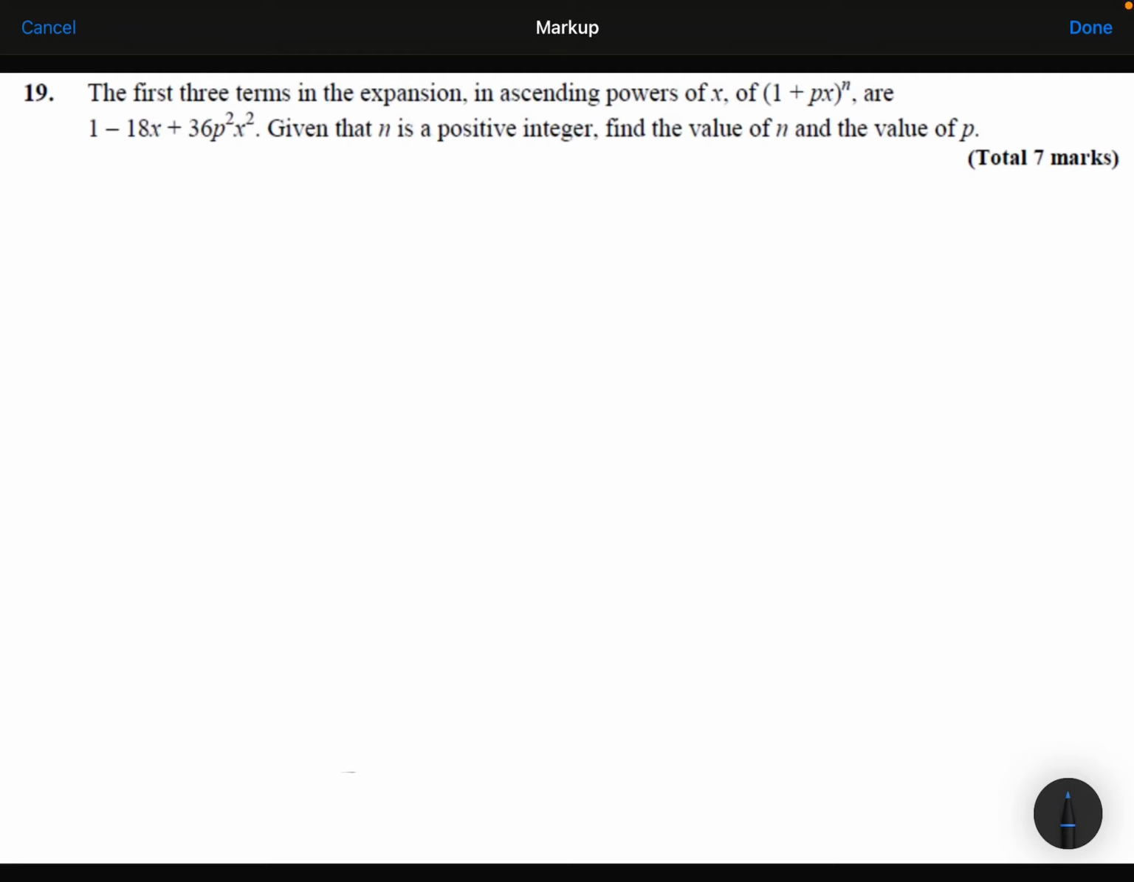The first three terms in the expansion, in ascending powers of x, of (1 + px)^n are 1 - 18x and 36p²x². Given that n is a positive integer, find the value of n and the value of p.